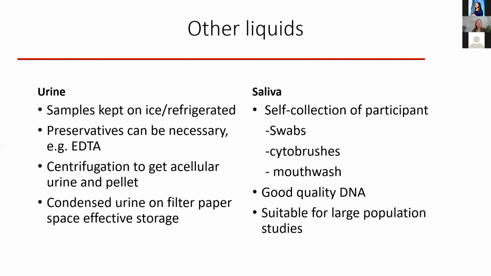Other liquids that are collected include urine. Normally the samples should be kept on ice or be refrigerated. Preservatives can be necessary, for example, EDTA. You can centrifuge the samples to get a cellular urine and a pellet, which can be stored separately. Condensed urine on filter paper is a good, specific, effective storage method.